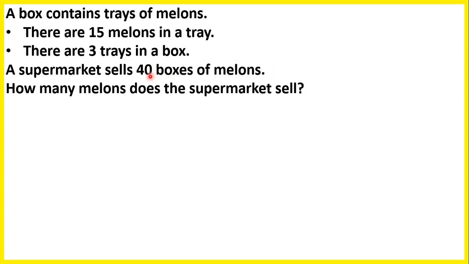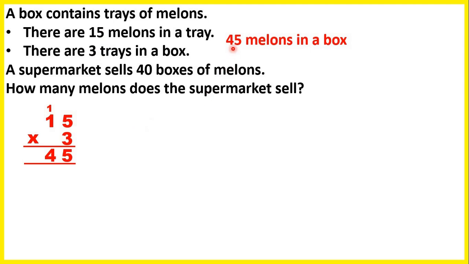So we know that they sell 40 boxes, but we don't know how many melons are in a box. But we do know that there are 15 melons in a tray and 3 trays in a box. So to find the number of melons in a box, we can multiply 15 by 3, and that gives us 45. So there are 45 melons in one box, and the supermarket sells 40 boxes. So to find how many melons, we need to multiply 45 by 40.